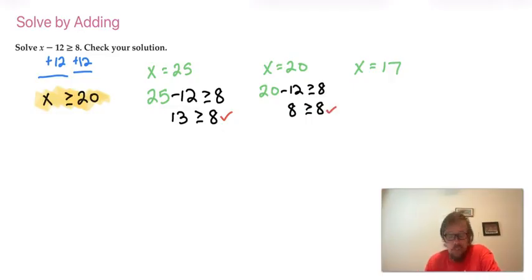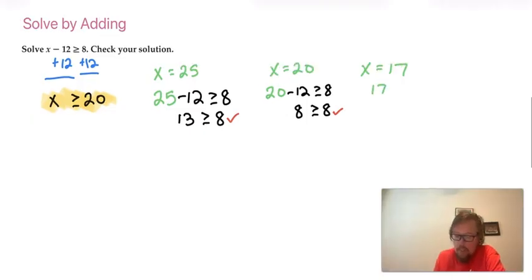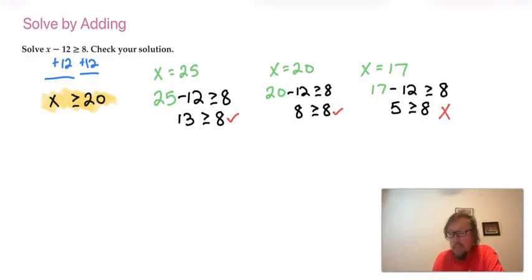And then this last one shouldn't work. This should give me a false statement because 17 is not greater than or equal to 20. So if we've done everything correctly, this last one shouldn't work. 17 minus 12 is 5. Is 5 greater than or equal to 8? No, it is not. So this confirms that x is greater than or equal to 20 is the correct answer.